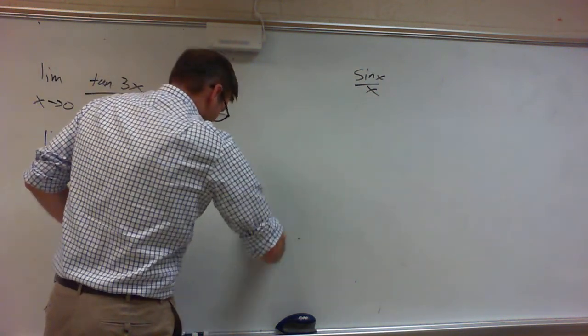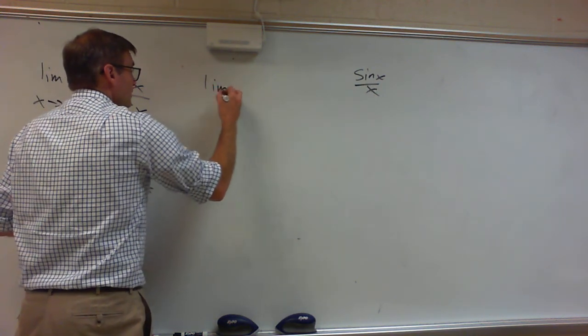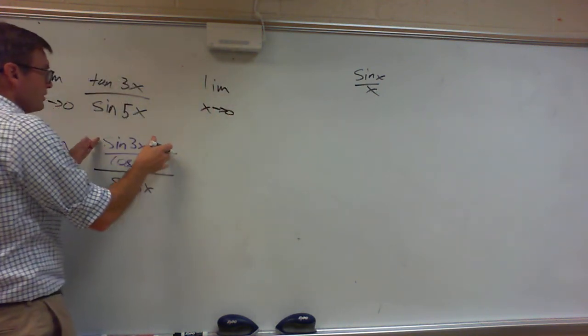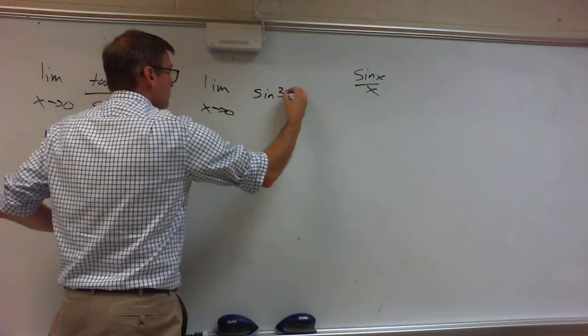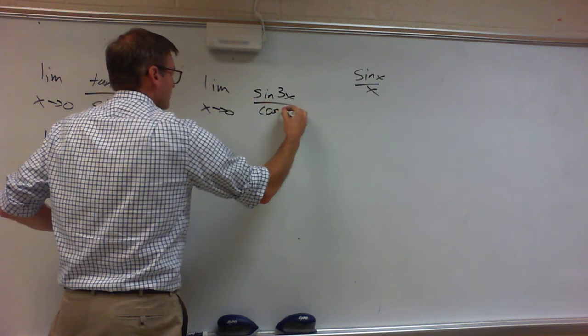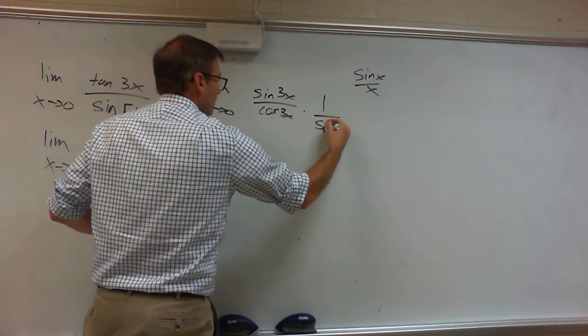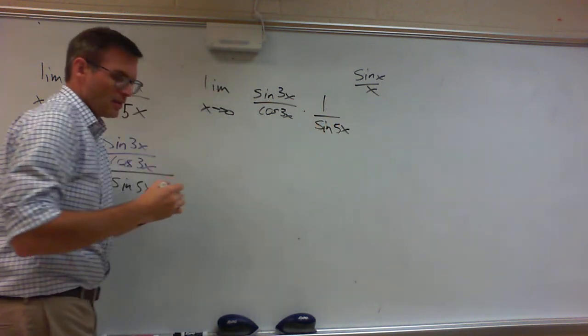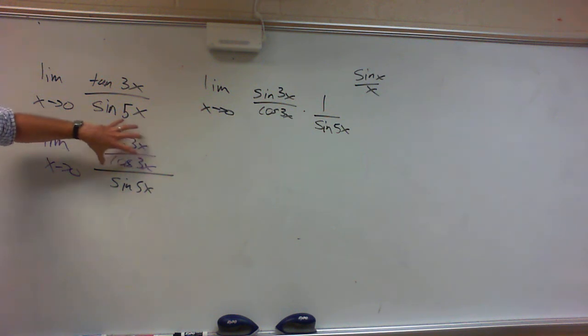So if I do that, that's going to give me, what's the limit as x goes to 0? If I take the top and slide it over, that's going to give me sine of 3x over cosine of 3x times 1 over sine of 5x. Does everybody see that? Just take the fraction, take the numerator and move it over to the front.